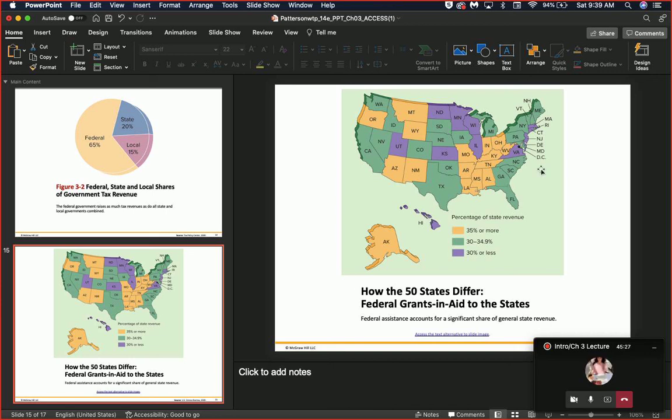So what we can really notice from this, guys, is that a majority of the states do take some kind of assistance from the national government, right? 30 to 34.9%, 35% or more, right, over here.